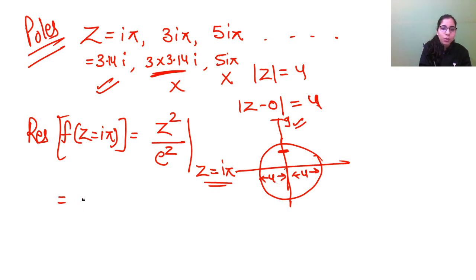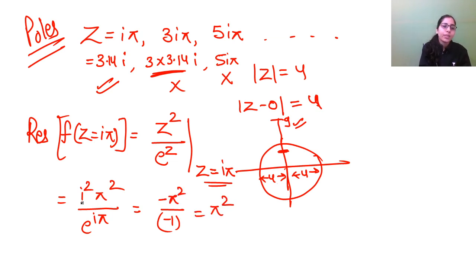Okay, so it will give you iota square pi square upon e to the power iota pi. E to the power iota pi means minus 1. Clear? And iota square means minus 1, and pi square. So what we are getting from here is just pi square. Clear? This is the residue.